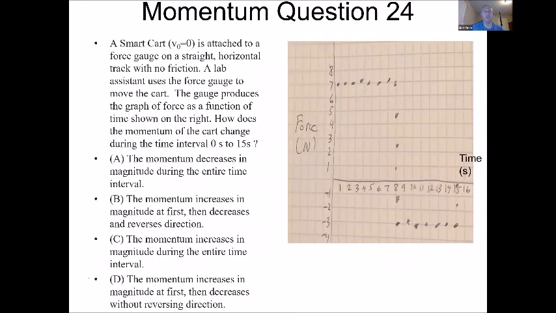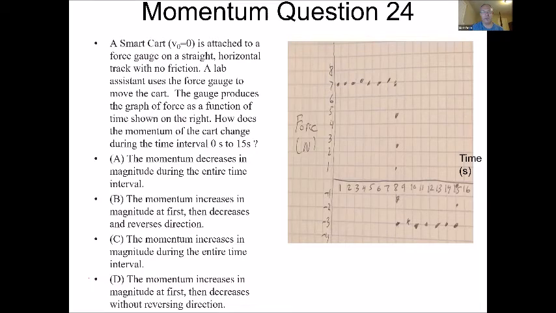All right, here's question 24. This time a smart cart is attached to a force gauge on a straight horizontal track with no friction. A lab assistant uses the force gauge to move the cart. The gauge produces the graph of force as a function of time, so force versus time. How does the momentum of the cart change between 0 and 15 seconds?